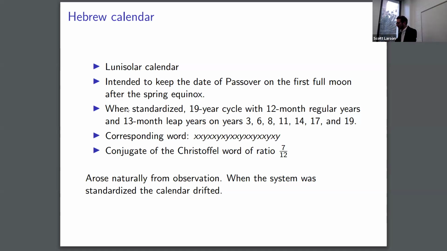So when this was eventually standardized, it was a 19-year cycle. You had 12-month regular years and 13-month leap years on these years here. And if you correspond that to x's and y's, so the regular years are x, the leap years are y, you get this word here, which is not a Christoffel word, but it is a conjugate of a Christoffel word. Because of course the calendar loops, well, it might as well be a Christoffel word because that's how it describes the relationship in that sense.